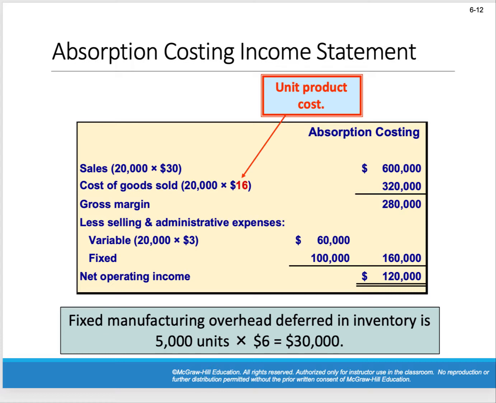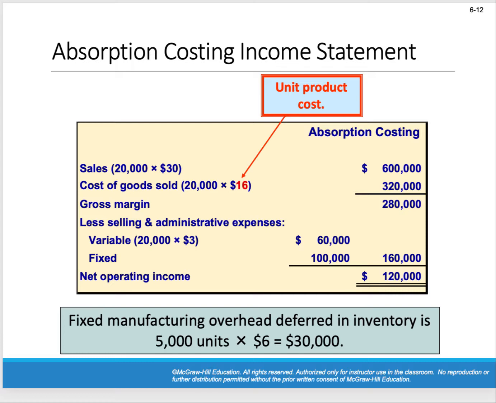Okay? So notice what we have here. Sales, 600,000. That's always going to be the same, right? Because regardless of the method we use, the number of units we sell are always going to be the same. The selling price is always going to be the same. So 200,000 times 30 bucks gives us $600,000. We now subtract out the total cost of goods sold.